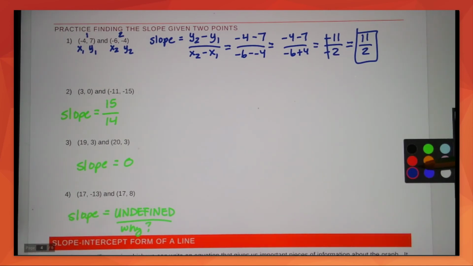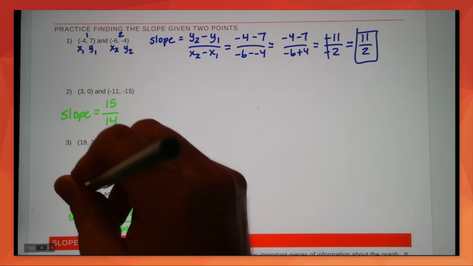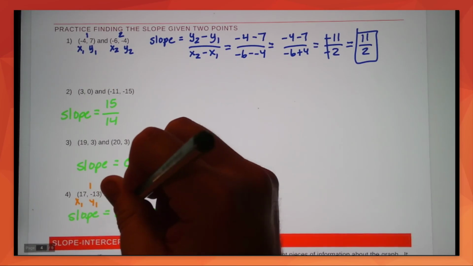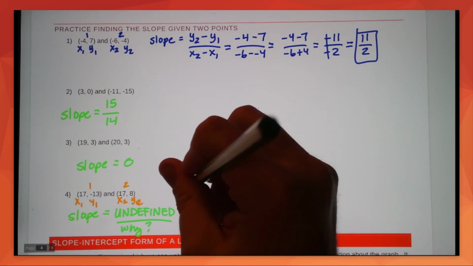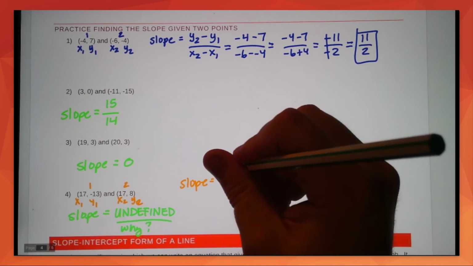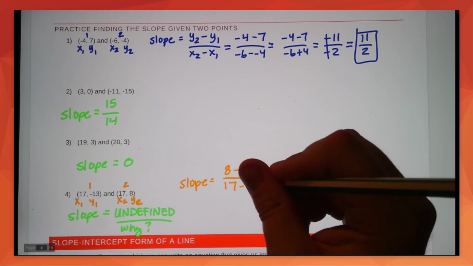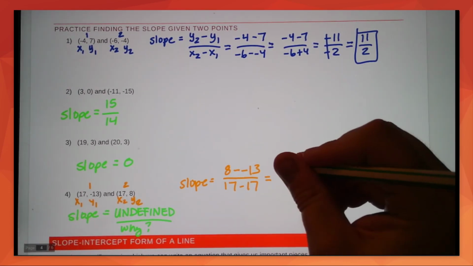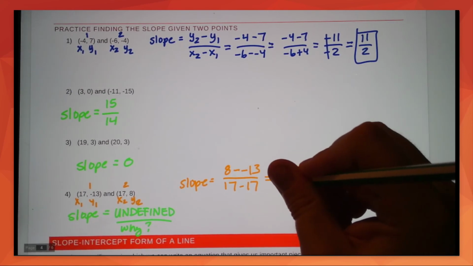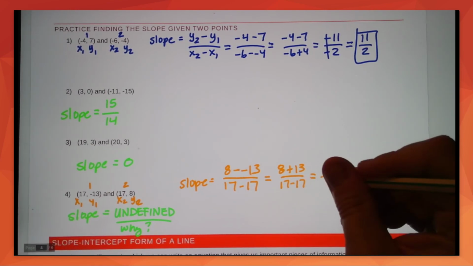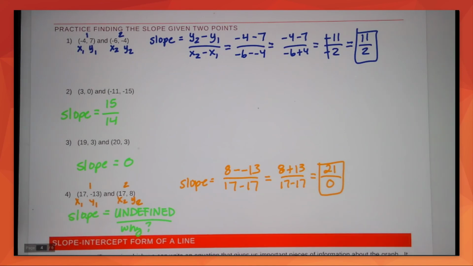So I'm going to use orange, and I'm going to work through this problem. This is point 1, point 2, x1, y1, x2, y2. My slope is equal to y2 minus y1 over x2 minus x1. So this is actually 8 plus 13 over 17 minus 17. 8 plus 13 is 21, and 17 minus 17 is 0. You might have put this and said, oh, I'm good, that's my answer. Wrong. I'm going to tell you why, and it's all right that you were wrong.